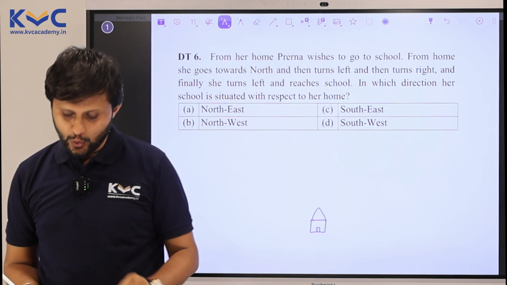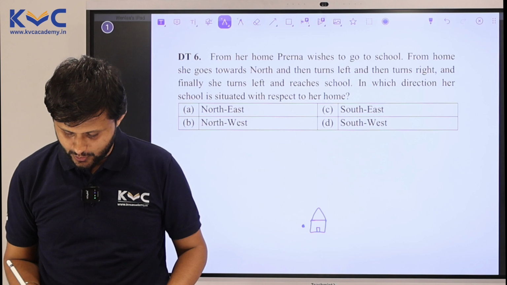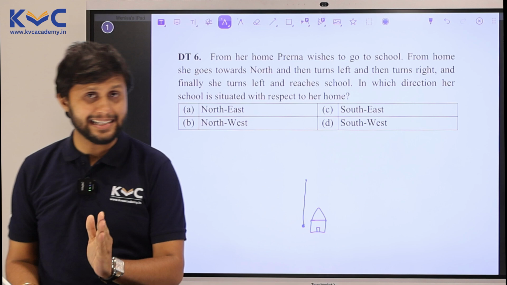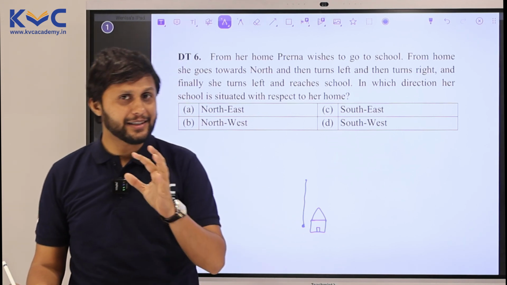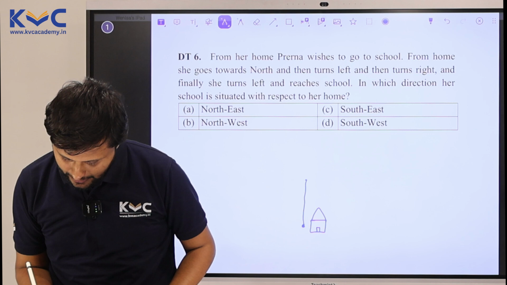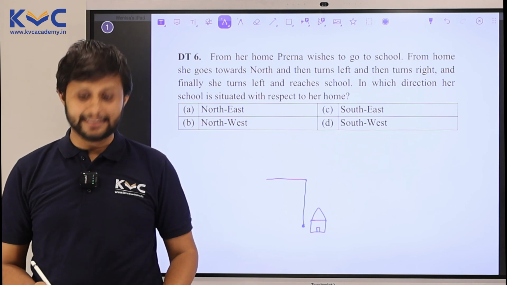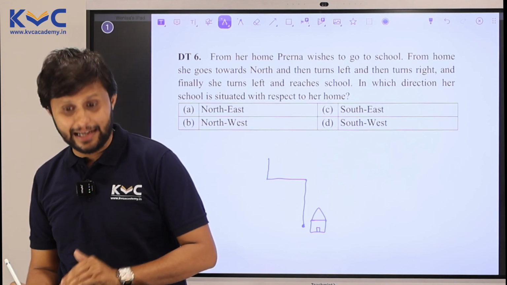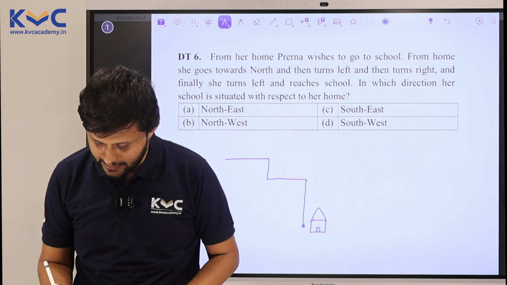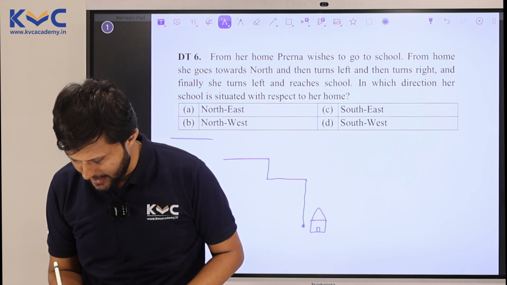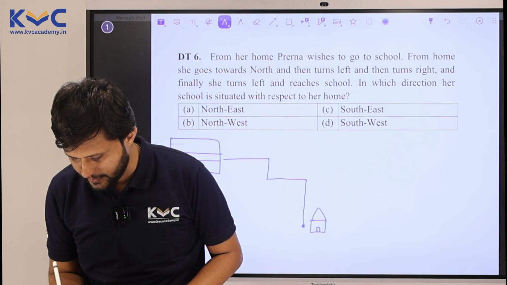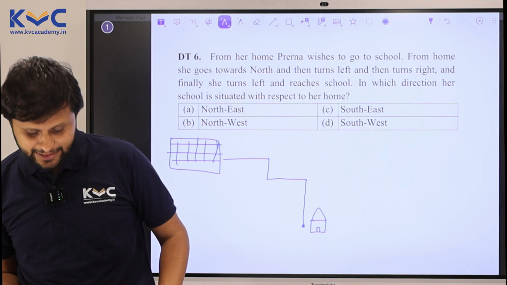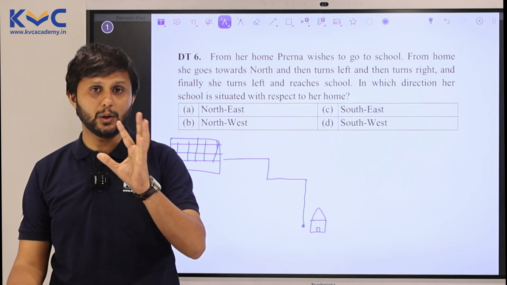What did she do? She goes towards north. From here she starts. Okay, she goes to the north side. Then turns left. So you're facing north. So when you turn left, it is the left only. Okay. Turns right. We go back to north. Okay. And finally she turns left again and reaches her school. School is a big school, no? Okay. This is a big school. Does it look like a school? Okay. Which direction is the school situated from her home?